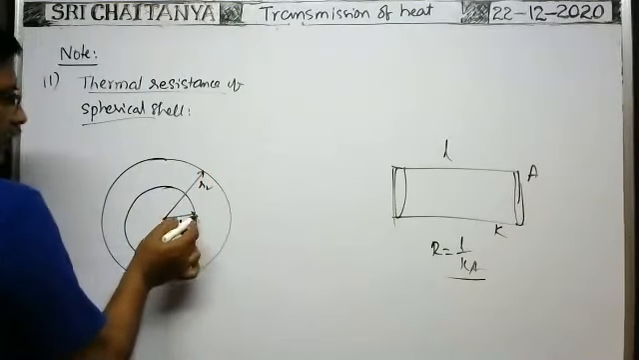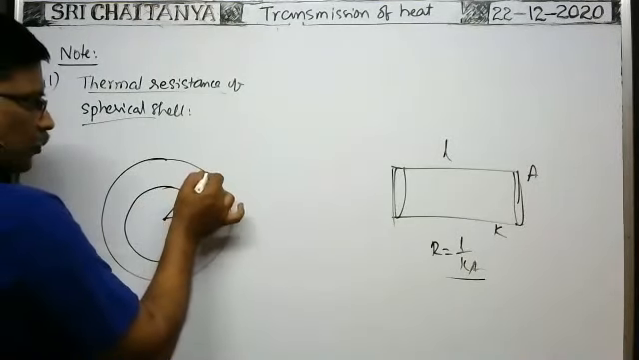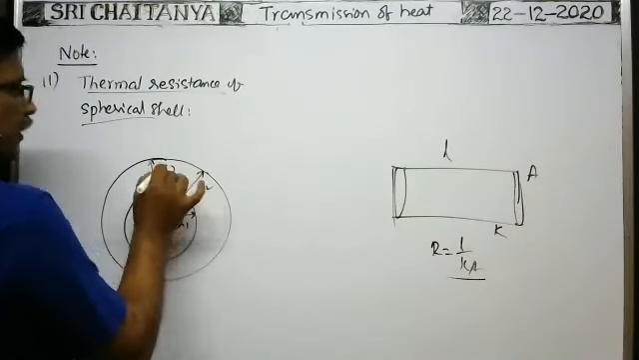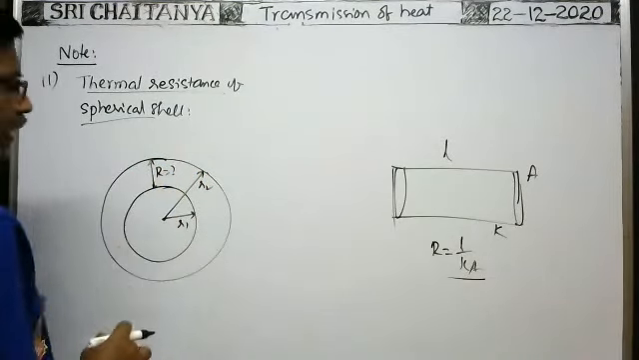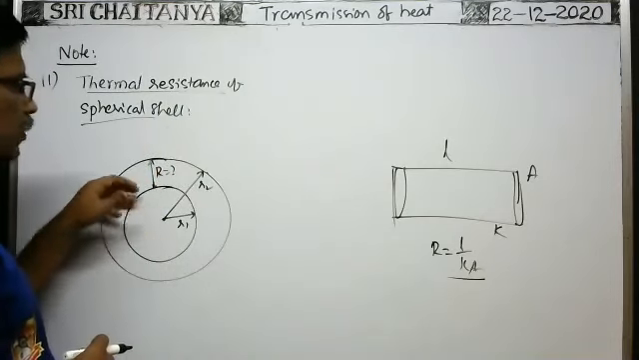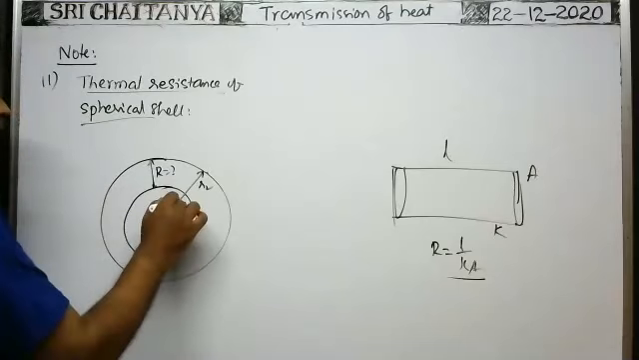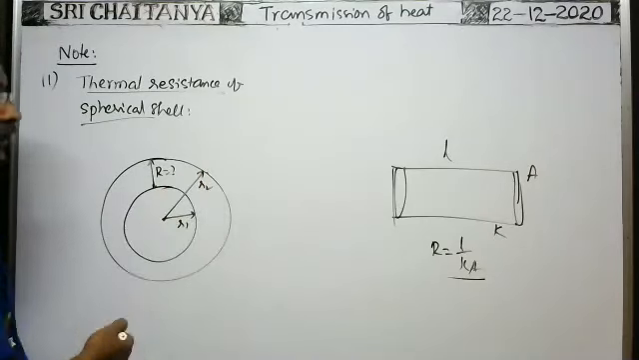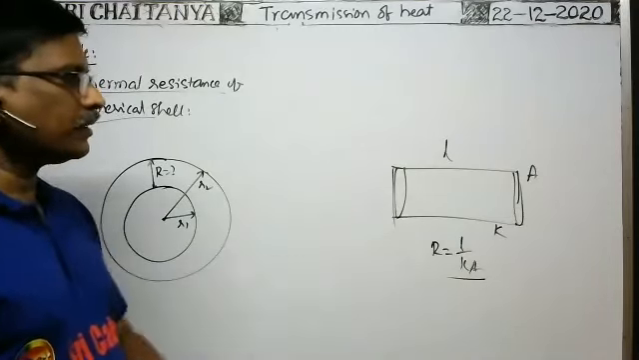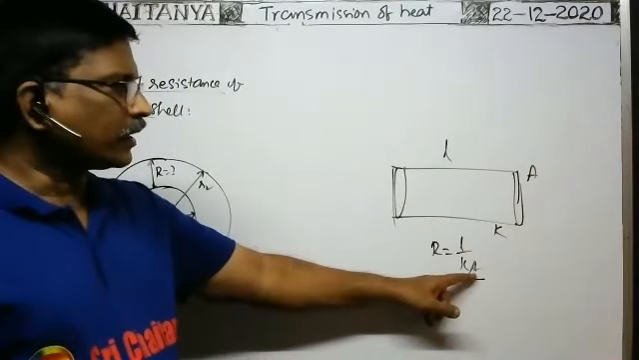the inner surface area is 4 pi R1 square, and the outer surface area is 4 pi R2 square. That's why, between these two points, if you want to find the effective thermal resistance, the surface area is not constant. It is 4 pi R1 square and 4 pi R2 square, because it is a spherical shell. Different areas of cross section. In this case, we cannot directly use this formula. This area is not constant.